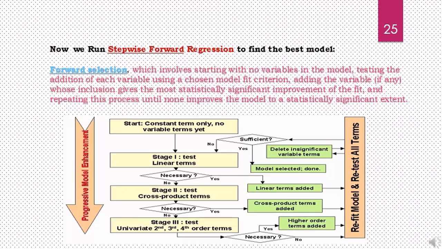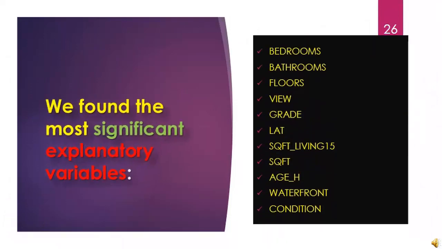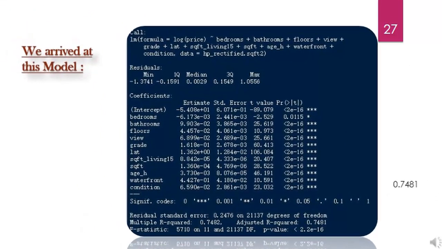Here we run stepwise forward regression to find the best fit model. To know what forward selection actually is, pause the video and read carefully. Here we arrived at this model. The adjusted R-square of this model increases to 0.7481.